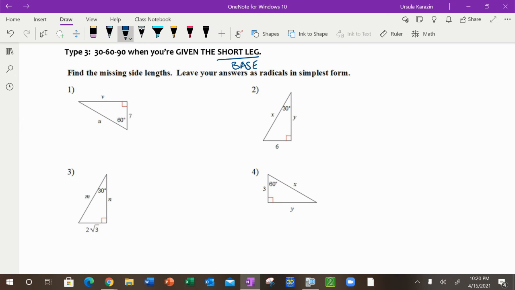Also, how do you know which one's the short leg? Sometimes it's obvious. These triangles are pretty well drawn. But if not, the short leg is opposite the smallest angle. That'd be nice just to kind of have in your head. Okay, so this is the short leg. It's 7. Since it's the base, I'm going to be able to figure out the other sides right from it. I will multiply by 2 to get this one, and I'll multiply by the square root of 3 to get this one.